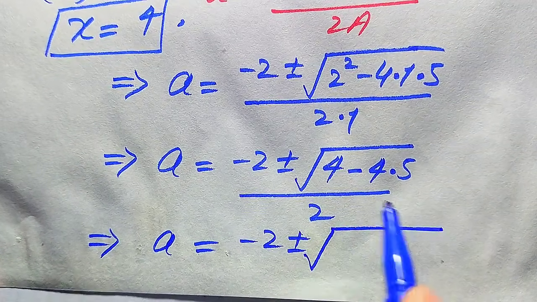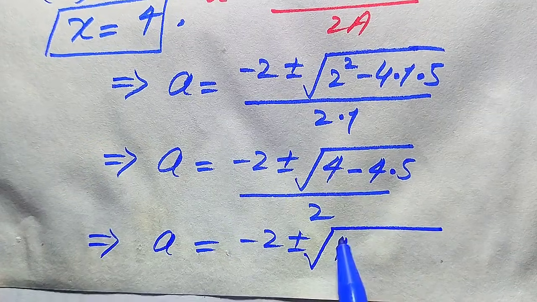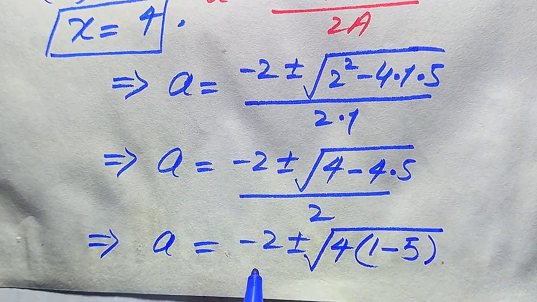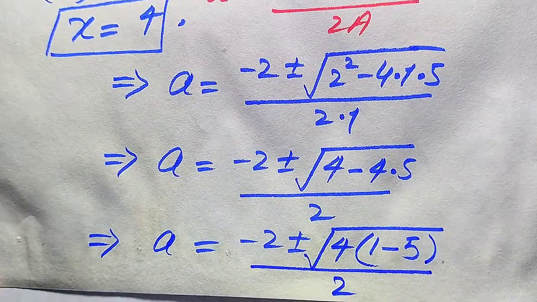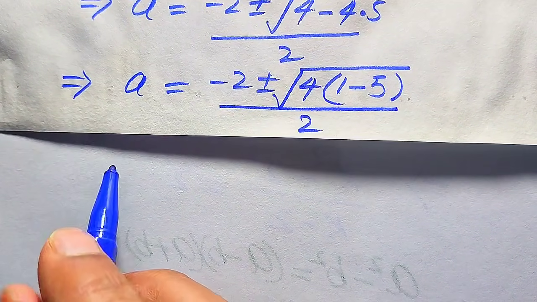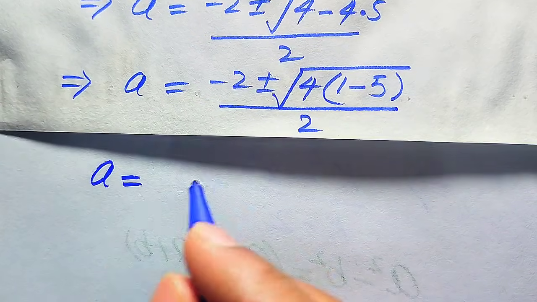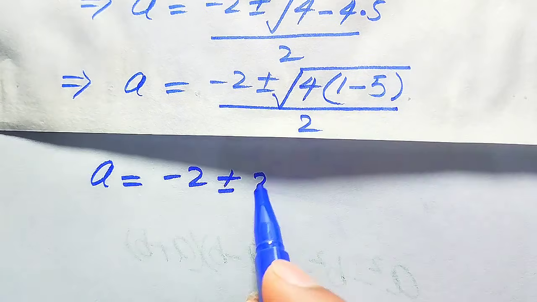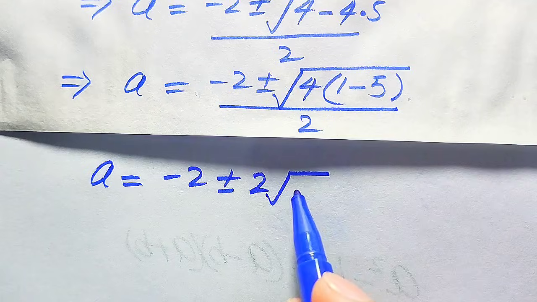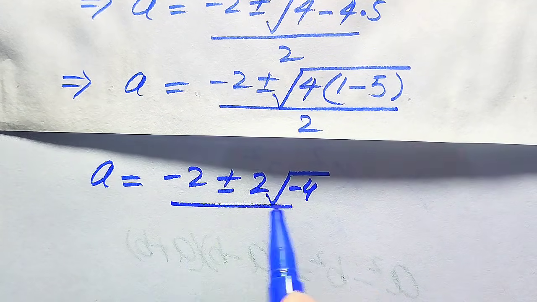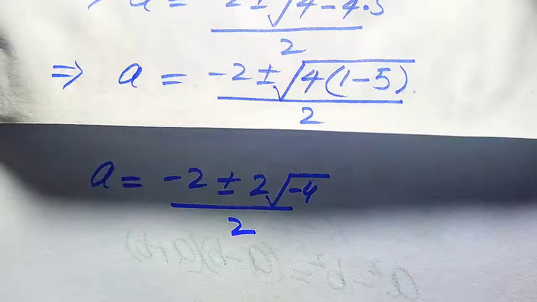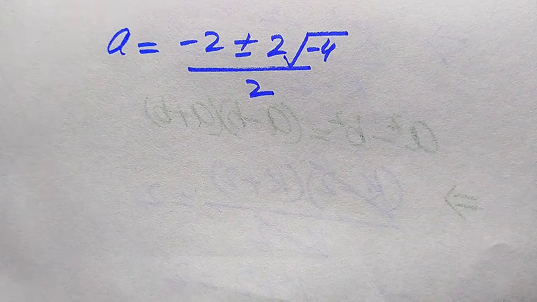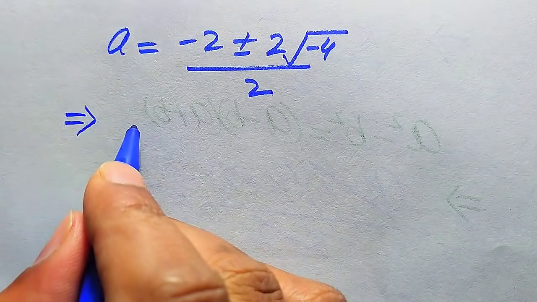And now in the next step we have a equals minus 2 plus minus square root of, here we need to take common 4 inside the terms, and when we take common 4 the remaining values are 1 minus 5, divided by 2. And now in the next step we need more simplifications, and it will be written as a equals minus 2 plus minus, here we know that square root of 4 becomes 2, into square root of 1 minus 5 becomes minus 4, divided by 2.